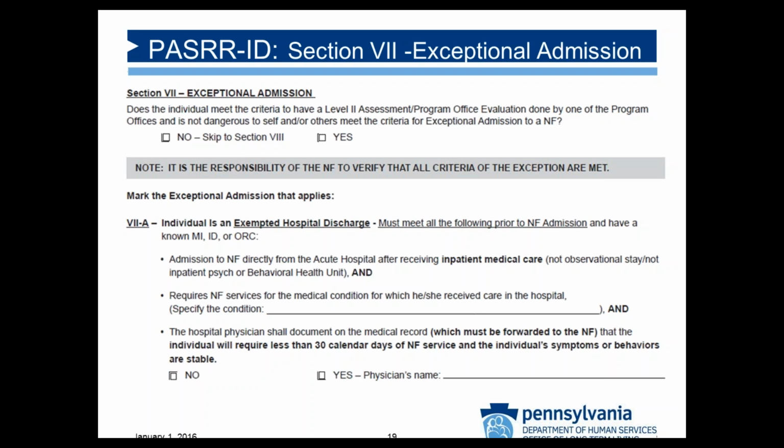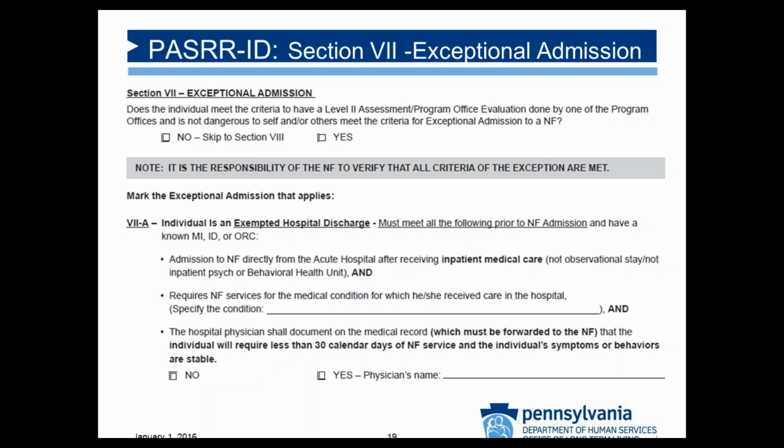So the first question is, does the individual meet the criteria to have a level 2 assessment done? So that means they have a diagnosis or a treatment concern under either mental illness, intellectual disability, or other related conditions. So they meet the need for a level 2 evaluation done. So that's the first thing. Are they a safe individual, so they're not a danger to themselves or others? And then they must meet all the criteria for the exception. So that's the first question you ask. And if it's no, then you skip to Section 8. If it's yes, then you work through the exceptions.